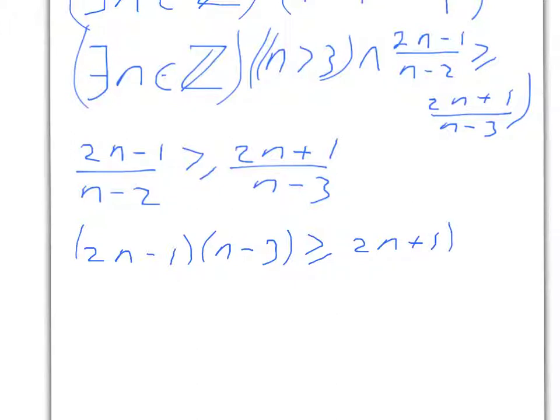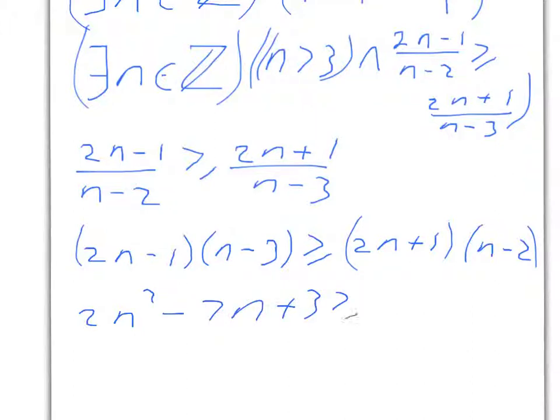Why will it be preserved? Well, it's preserved provided the thing we're multiplying by is bigger than 0, and we know that to be the case because n is at least 3, and therefore both n minus 2 and n minus 3 are positive. Okay, so we get this, and now multiply out. You get 2n squared minus 1 minus 6, so that's minus 7n plus 3, bigger than or equal to 2n squared minus 4 plus 1 is minus 3n minus 2.